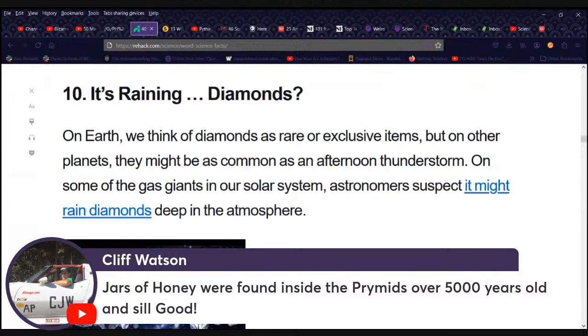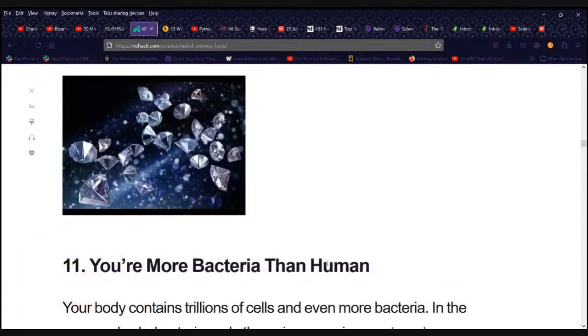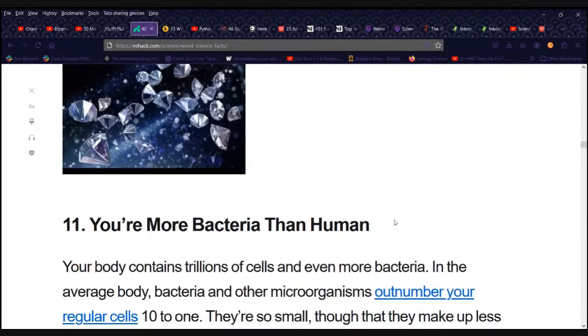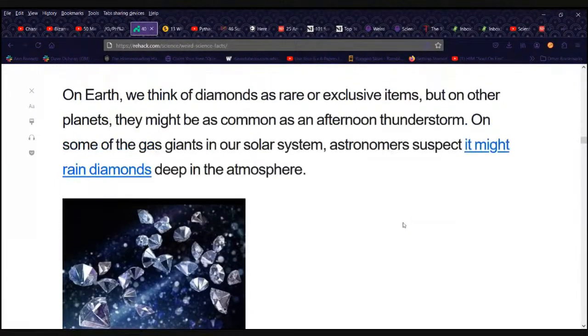Jars of honey were found inside pyramids over 5,000 years old and still good. Yeah, that's in the mix here too. Oh, and the raining diamonds, because we talked about not too long ago, maybe a couple months, when doing a survey of science facts, that Mercury actually has a miles-thick layer full of diamonds. That's right. Yeah, here's the thing about it.